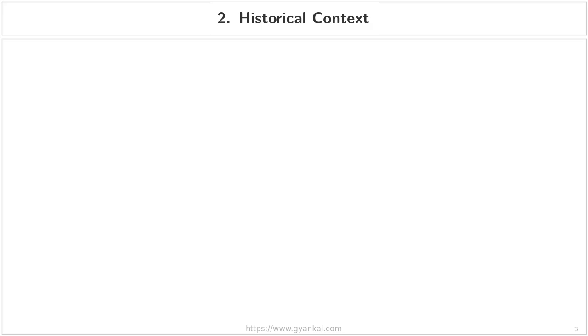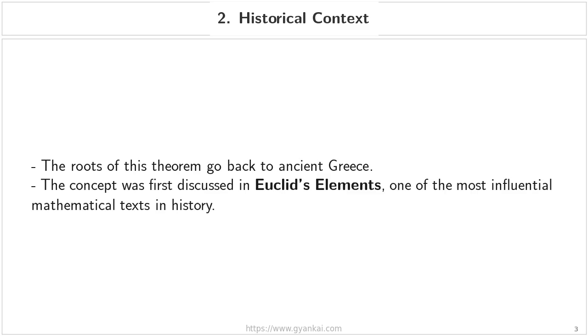2. Historical context. Now that we have defined what this theorem actually says, you might be wondering where this idea came from. It isn't just a modern invention. The roots of this theorem actually go back all the way to ancient Greece. The concept was first discussed in a very famous work called Euclid's Elements.